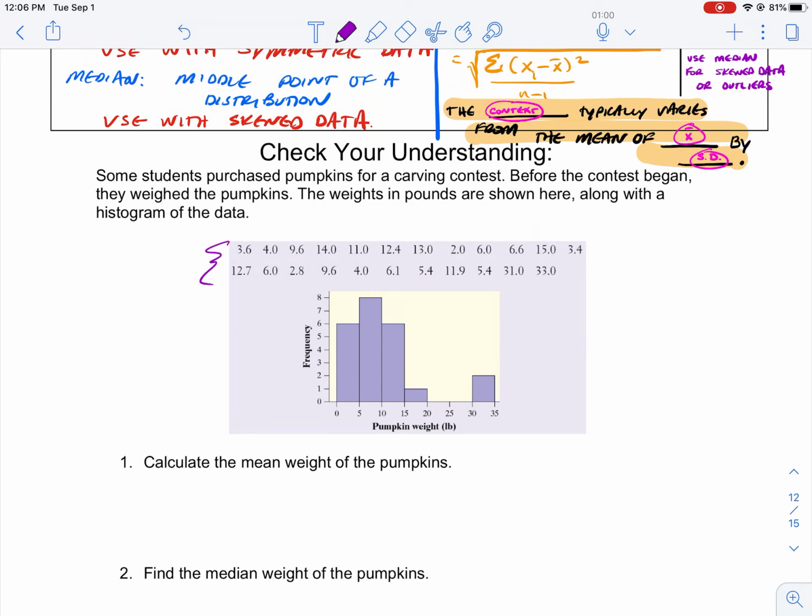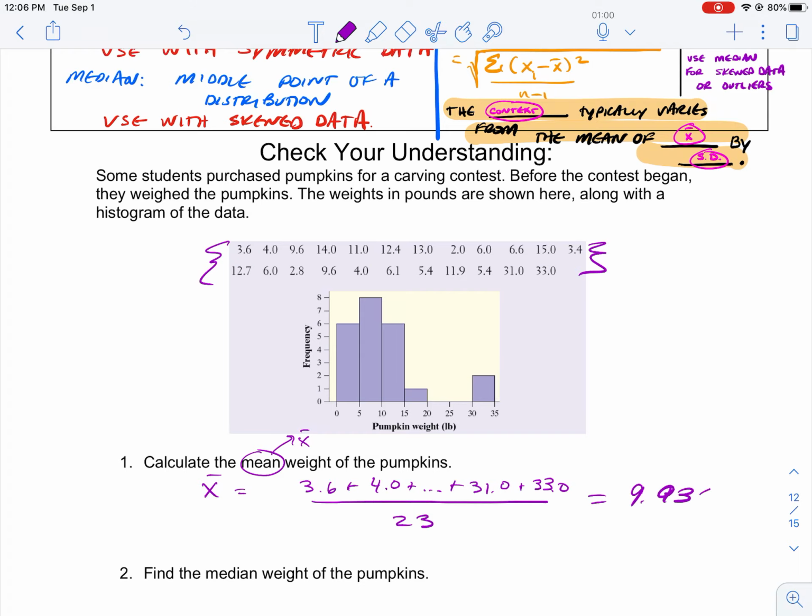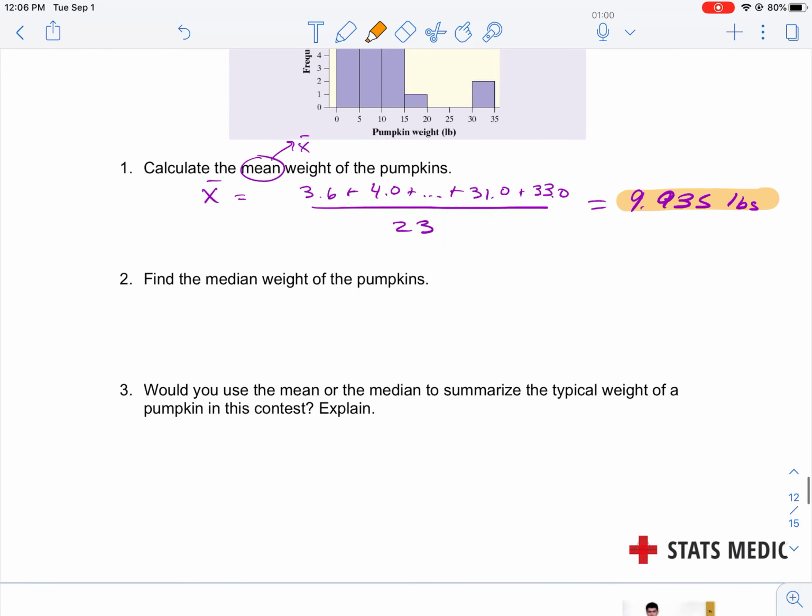Okay, here's our data for our pumpkins. When we calculate the mean weight of the pumpkins, that's going to be X bar or mean. Remember, mean is denoted X bar in statistics. We simply add all the weights of the pumpkins together, all the way up to 31.0 and 33.0. And we're going to divide by the total number of pumpkins, which in this case is 23, to give us a mean weight of 9.935 pounds. That's if we considered everything together and divided by the total number of pumpkins.